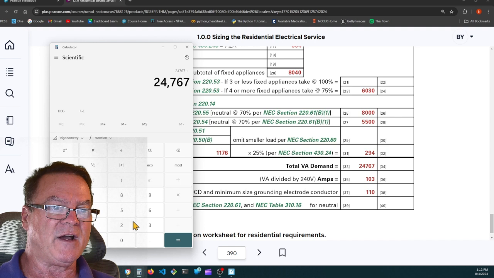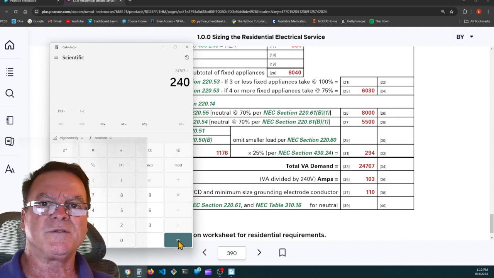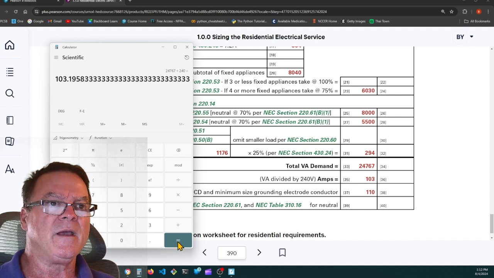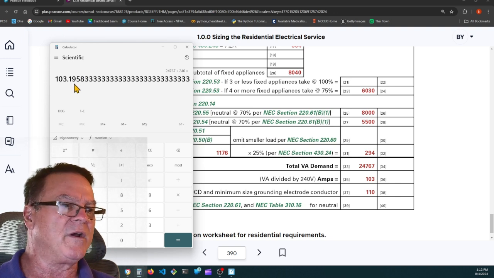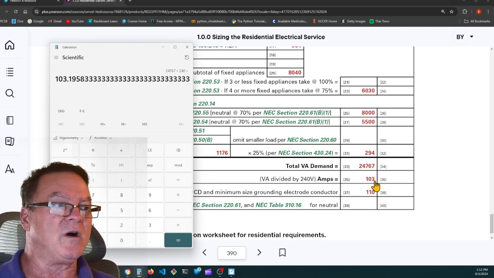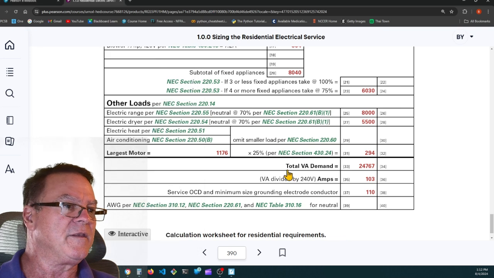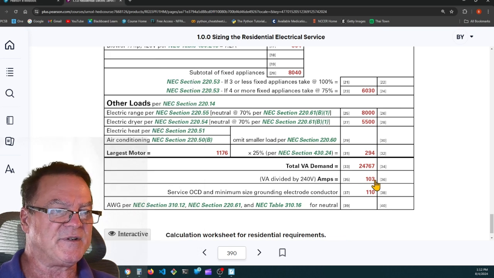Now let's divide that. 24,767 volt amps divided by 240 volts. Volt amps divided by volts equals amps. 103.195833333. So I would just call that 103.2, or I would even round up to 104 amps. So they've got 103 amps here.